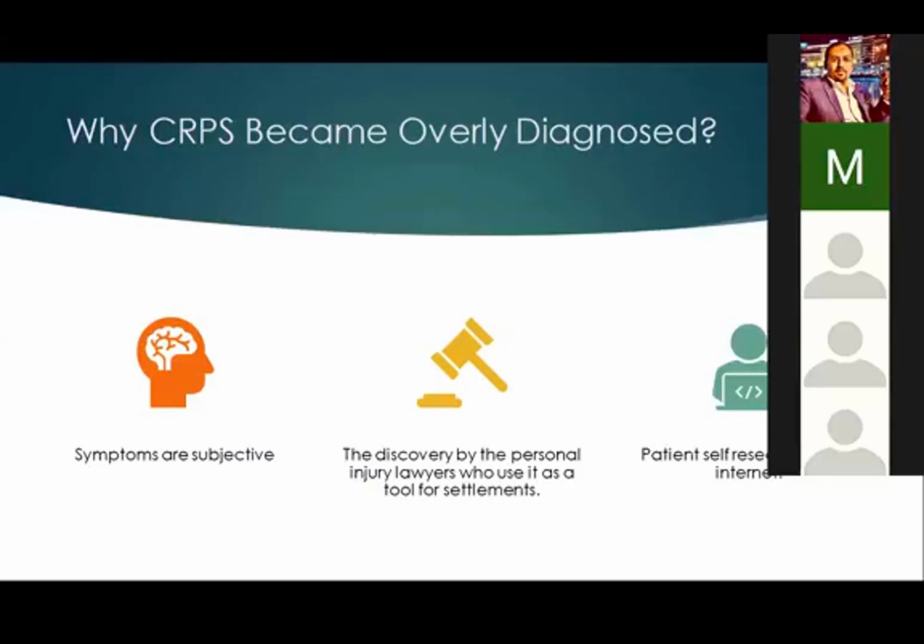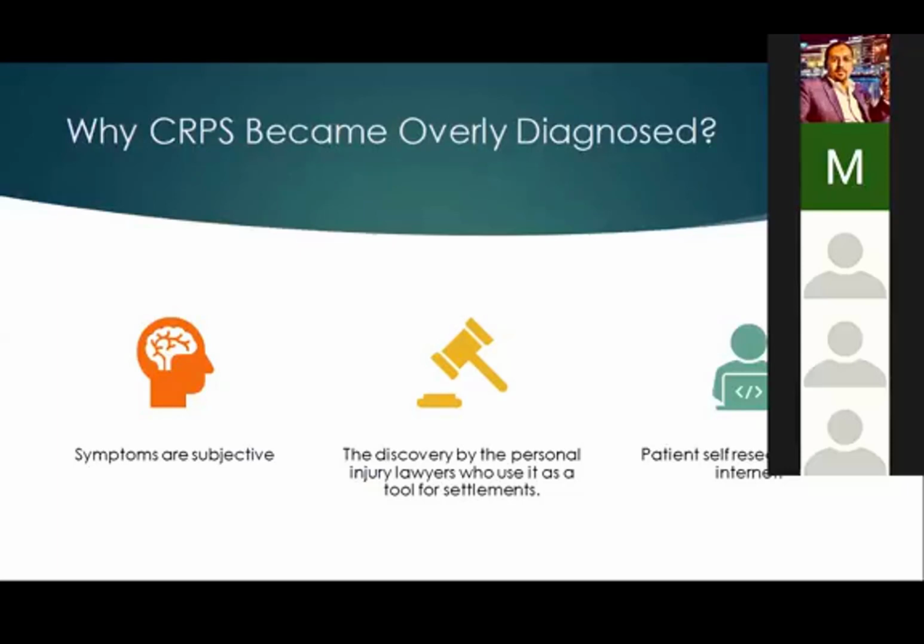The discovery by personal injury lawyers who use it as a tool for settlement. This is mostly existing in England and Ireland, but in England and Australia actually so much. So if anyone is hit by a car or has any work-related accident, they actually claim they have CRPS. The lawyers who sue the institutes are very well aware of this. They use this terminology to get compensation. I don't think this is very common in Egypt, but it is common in the Western world.